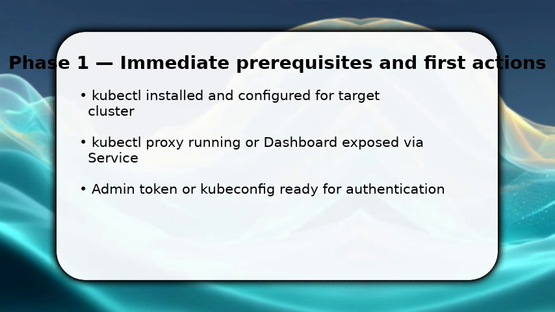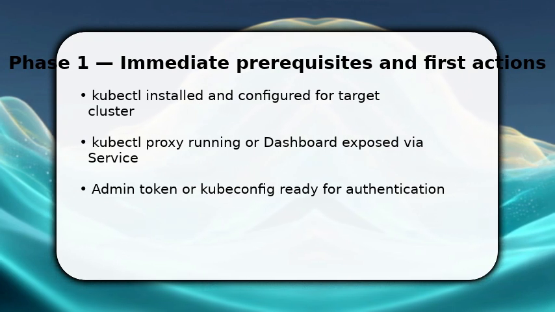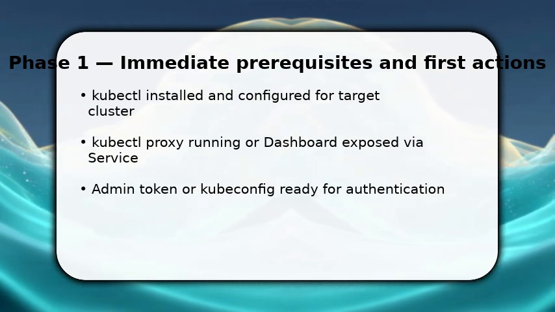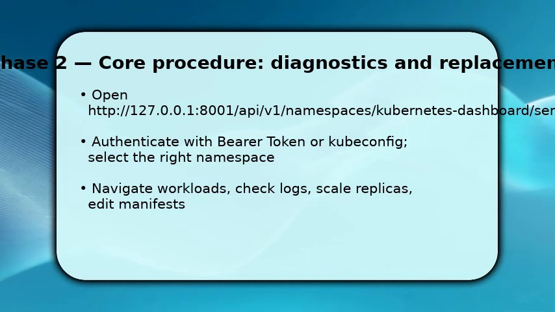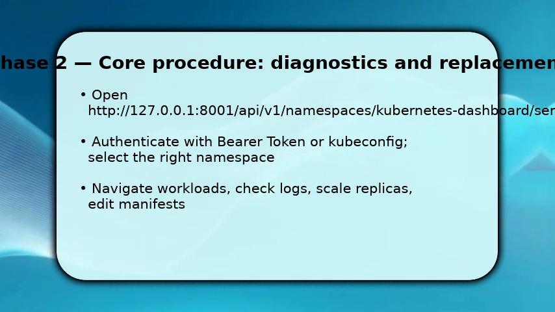Make sure to note the service type. If it's ClusterIP, you'll use the proxy, and if LoadBalancer, you'll note the external IP for later. Once done, open the dashboard URL through the proxy or the external IP and authenticate with your token or kubeconfig. You will see namespaces, workloads, and services.